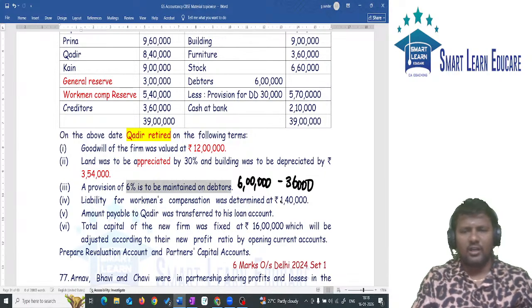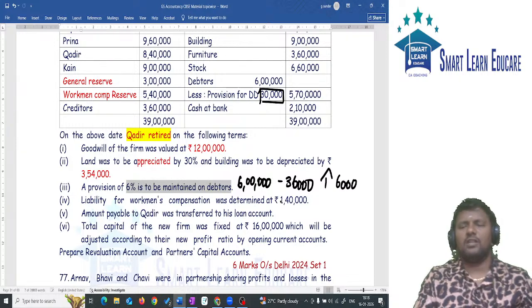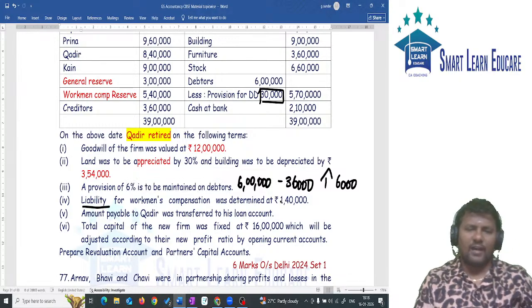Already we have a provision of 30,000. How much is the increase in provision? 6,000 is the increase in provision. Provision is a liability. Liability increases by 6,000. Also we have a liability for workman compensation.